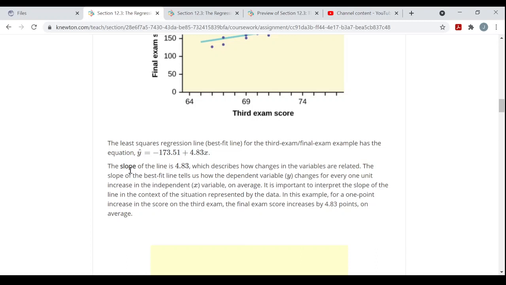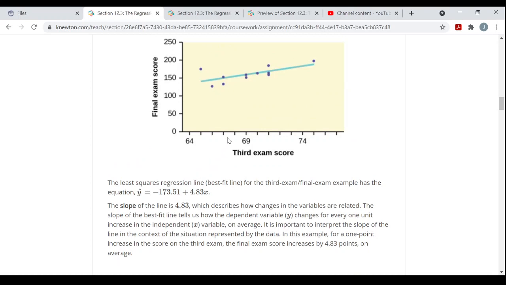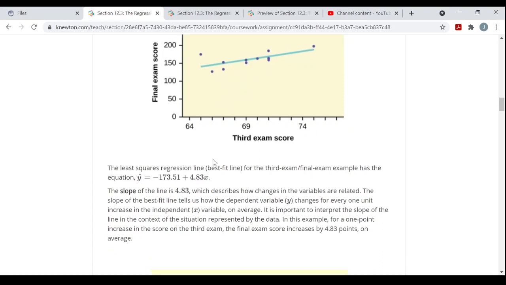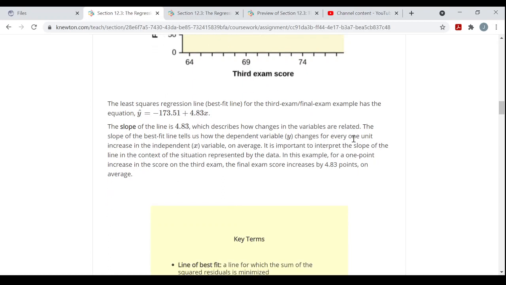But remember what slope tells us. Slope describes how changes in the variables are related. If I had a slope of 4.83, that means if I increase the third exam score by 1, the final exam score would go up by 4.83 on this blue line, so on average. It is important to interpret the slope of the line in the context of the situation represented by the data. I just said what that meant.